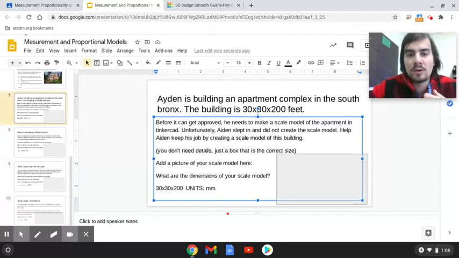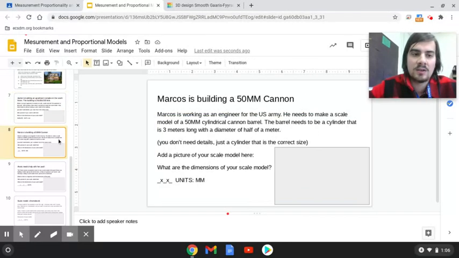I'll do one more because this one isn't the best worded question because I did it kind of as a reference to something one of my students likes. So this is a 50 millimeter cannon. So this 50 millimeter has to do with the bullets that it's shooting, not the actual size of the cannon. So I want to make sure to go over this one too because that can be a point of confusion. So the 50 millimeter has nothing to do with what we're building.